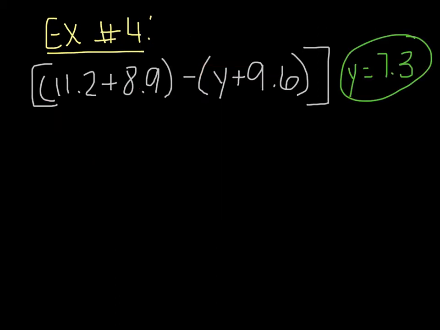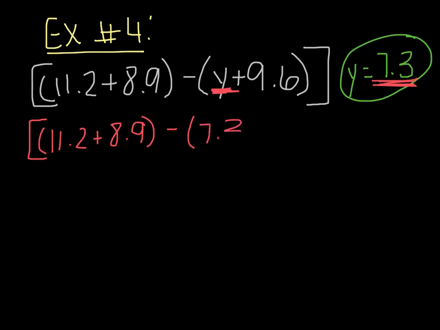Example number 4. I have brackets and I have a variable. So I'm going to have several steps here. I'm going to just rewrite my whole problem with 7 and 3/10 in place of y. So I have my brackets. I have 11 and 2/10 plus 8 and 9/10, end parentheses, minus. Now instead of y, I'm going to put 7 and 3/10 plus, now I just write the rest of it, 9 and 6/10, parentheses, brackets.